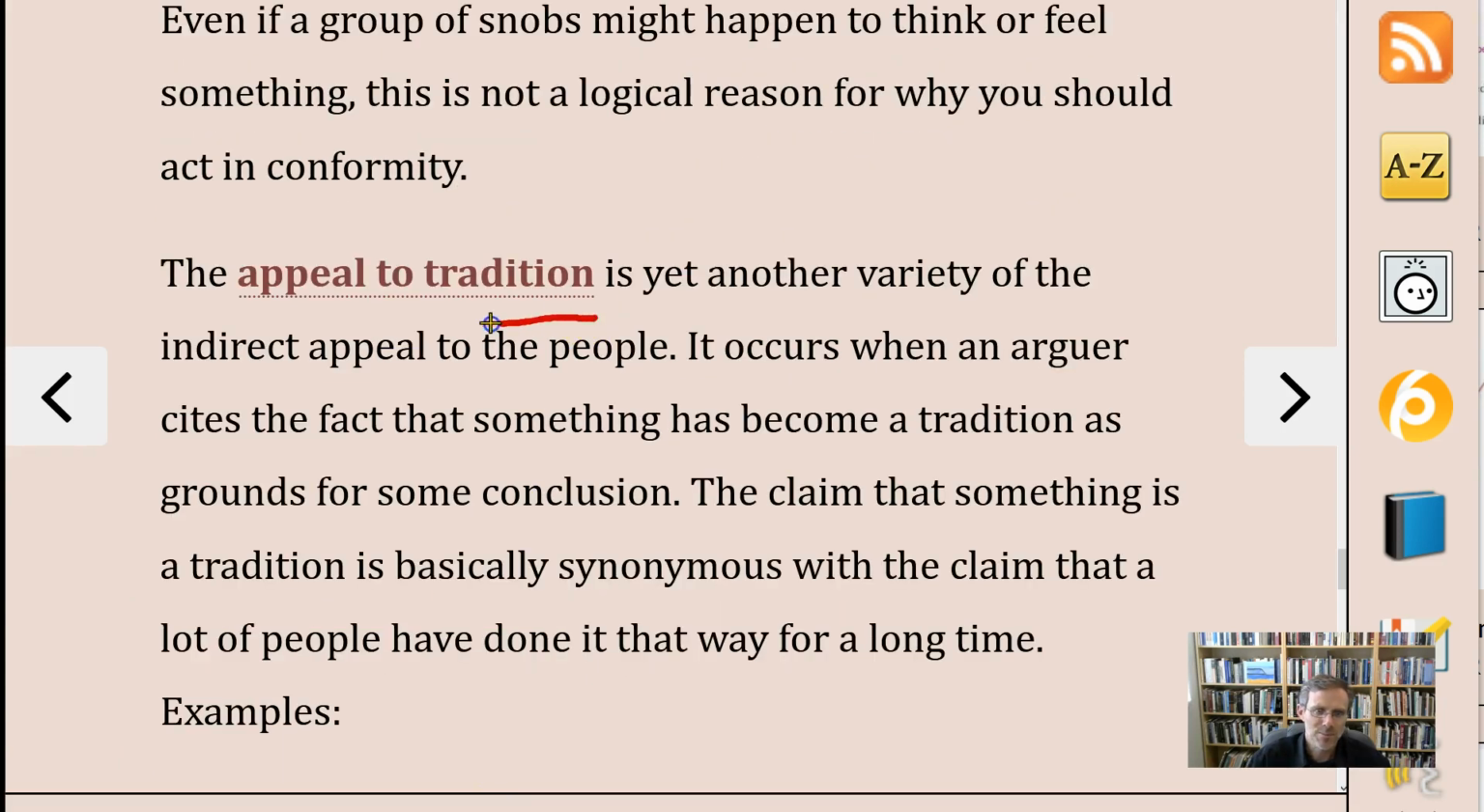Hurley also includes the appeal to tradition as an indirect appeal ad populum. An appeal to tradition is made whenever someone argues that, well, you ought to believe that something is true because this is the way it's always been done. We've always believed that this is true, and it's a tradition. So Hurley includes this as a form of indirect appeal ad populum because he reduces it to the claim that it's what everyone thinks, therefore we should do it as well, just in the guise of a tradition, rather than just saying, well, everyone believes it.